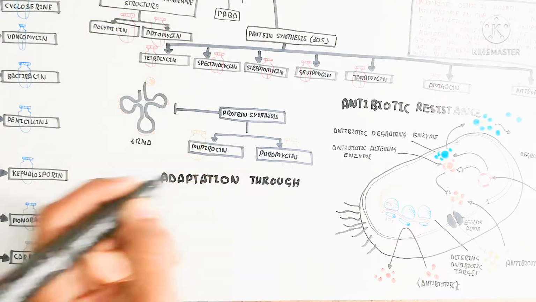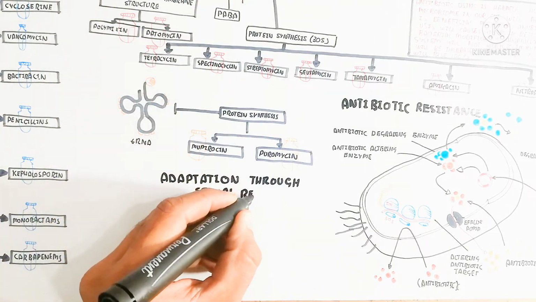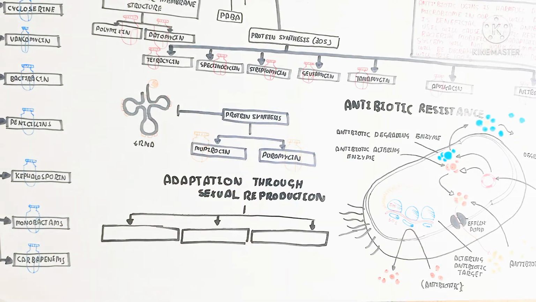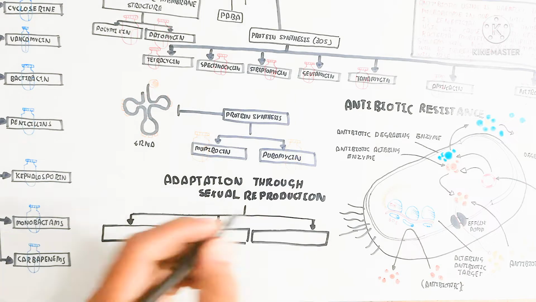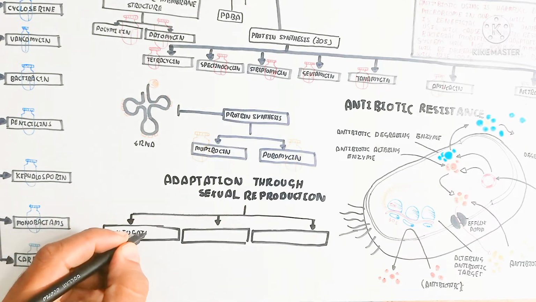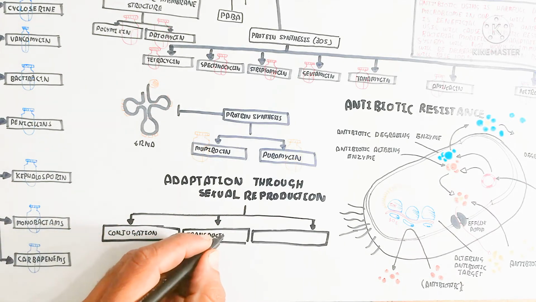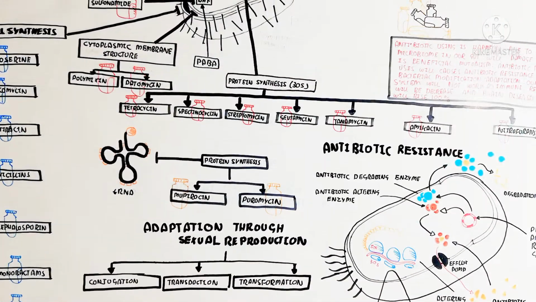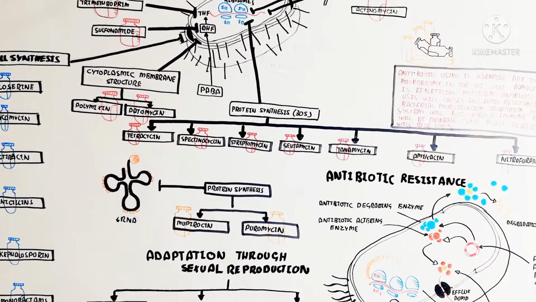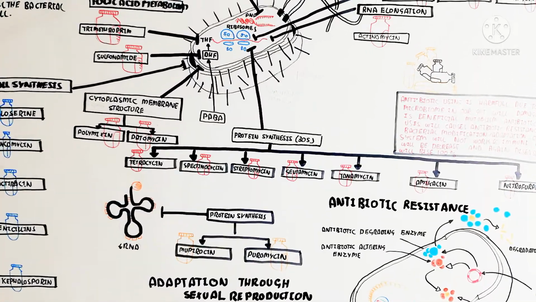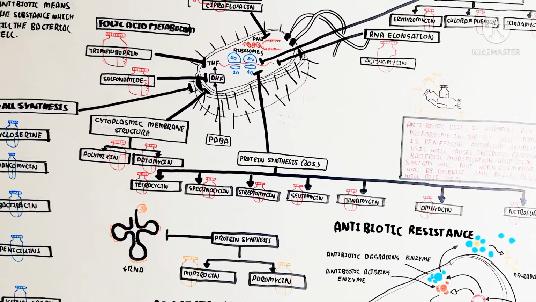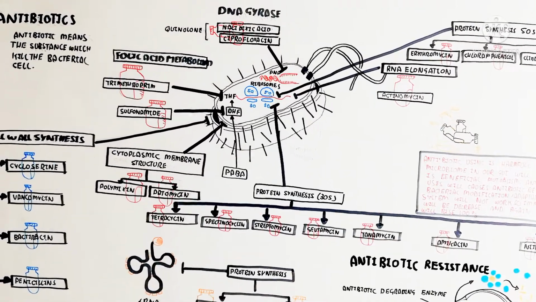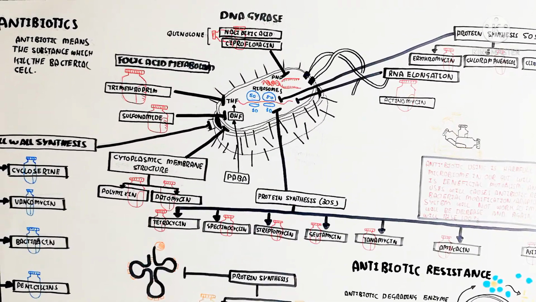In this way you can see the adaptation through sexual reproduction. Sexual reproduction is very important for adaptation through conjugation, transduction and transformation. Conjugation means the sex pili combine together to exchange their genetic material through a plasmid, while transduction means a third party, the bacteriophage, is required for the transfer. In transformation, the total DNA is transferred into another cell, converting it from harmless into harmful.